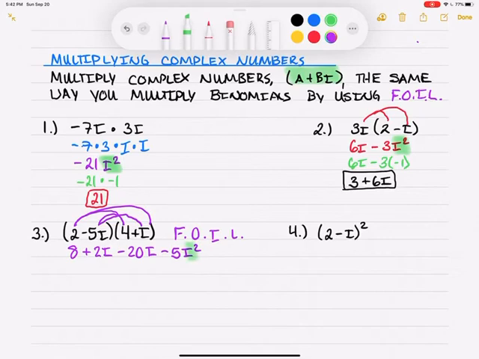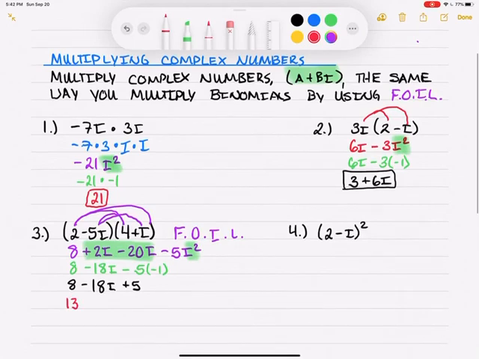Again, we remember that i squared is negative 1, and I need to combine my like terms in the middle. This will leave me with 8 minus 18i minus 5 times negative 1. Negative 5 times negative 1 is positive 5. All I'm going to do is combine my like terms. 8 and 5 is 13 minus 18i.